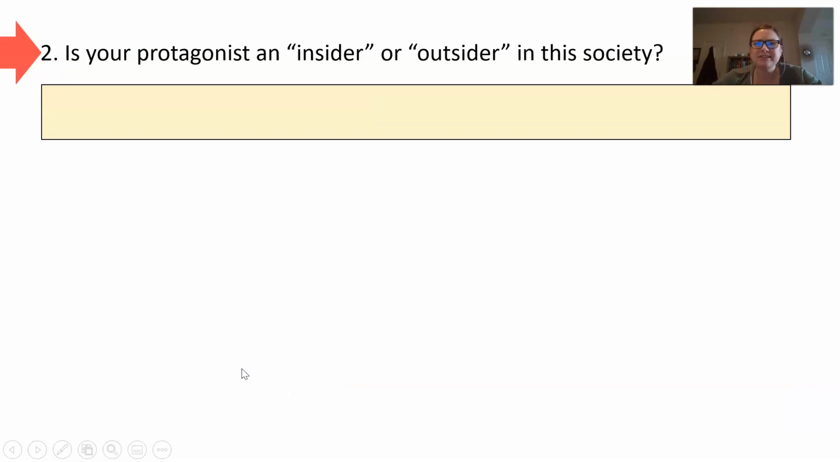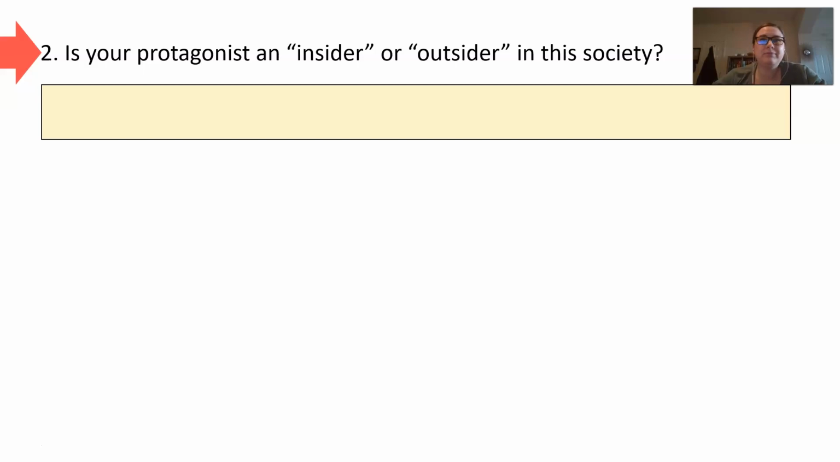We're going to think about whether your protagonist is an insider or outsider in this society. An insider would be somebody who is originally, or at the beginning of the story, living well in your dystopian society. They don't see any problems with it. It seems normal to them, and maybe they're even benefiting from it. This could be like the woman that we watched in the Black Mirror episode where she's rating people on her phone, and because it's so normal to her, she doesn't really see what the problem is, especially if she's getting a high rating.